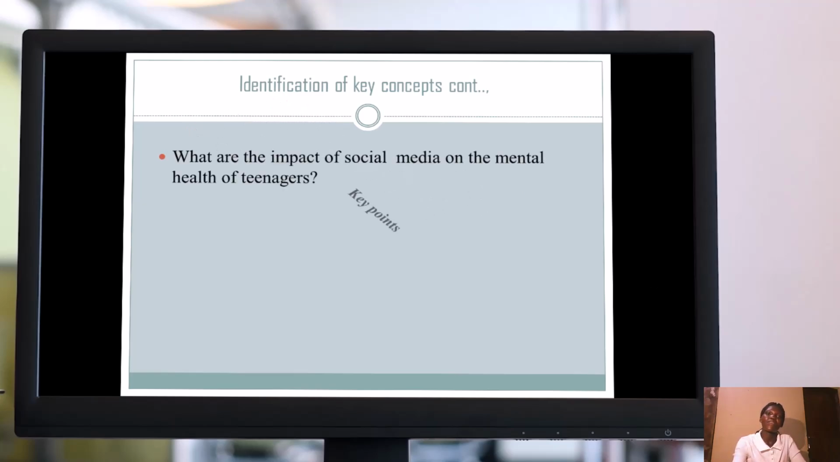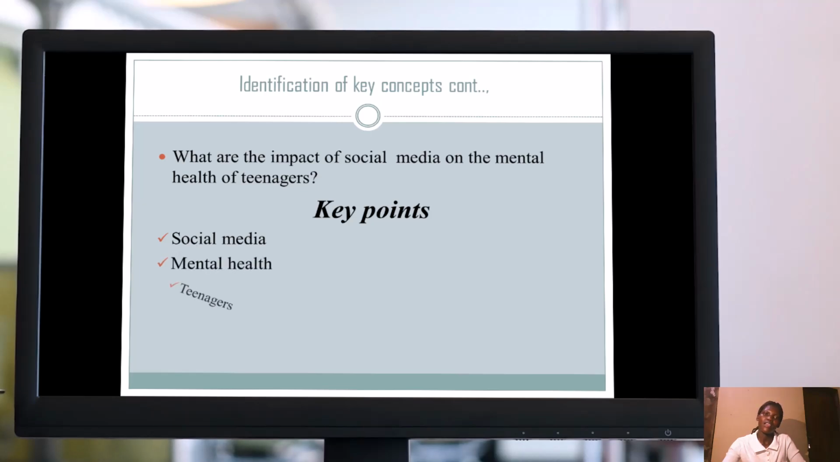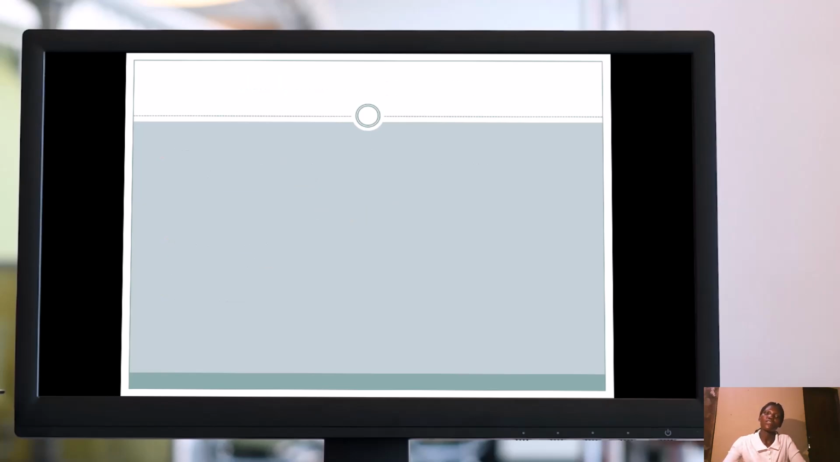Then we have our example here. What are the impacts of social media on the mental health of teenagers? So we have the key points, breaking down of the key points. There is social media. That is one of the key points we have sorted out. Then we have mental health, and then we have teenagers. So those key terms will help us to go straight to the information that we want to get.